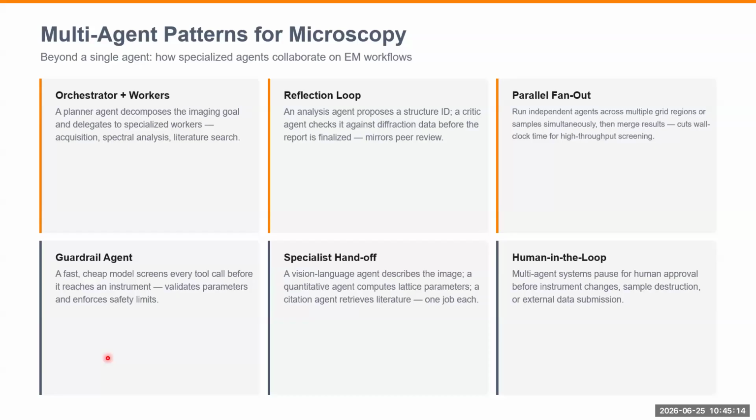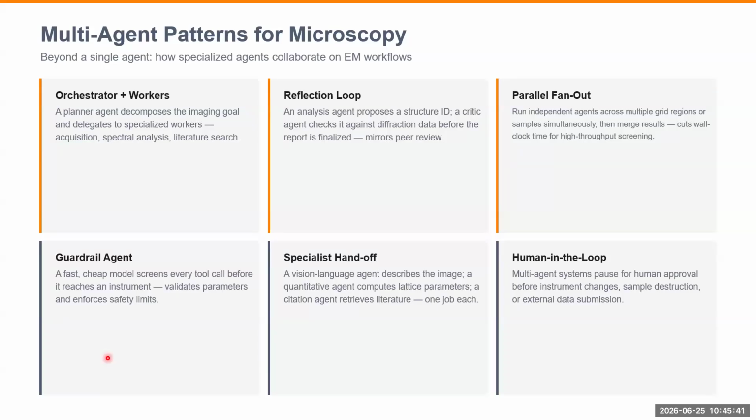We can also have an agent that does a reflection loop, right? So a critic agent basically proposes some type of structure. Let's say then a critic agent will check it against some type of diffraction pattern, and then it will review it and see if that makes sense. So it's kind of like a peer review, right? Scientific peer review, but with agents itself.